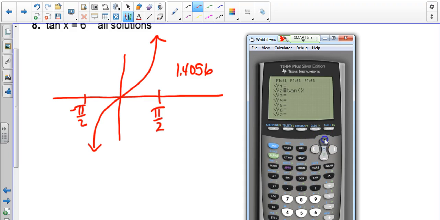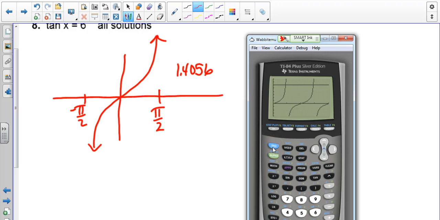Tangent of x equals 6. Make sure my window goes up past 6. The tangent actually goes infinitely high, but the graph stops eventually. So if we had said, where's the tangent, like 30, it would find it as an intersection point, but it would look like it didn't intersect, which is kind of weird for students.